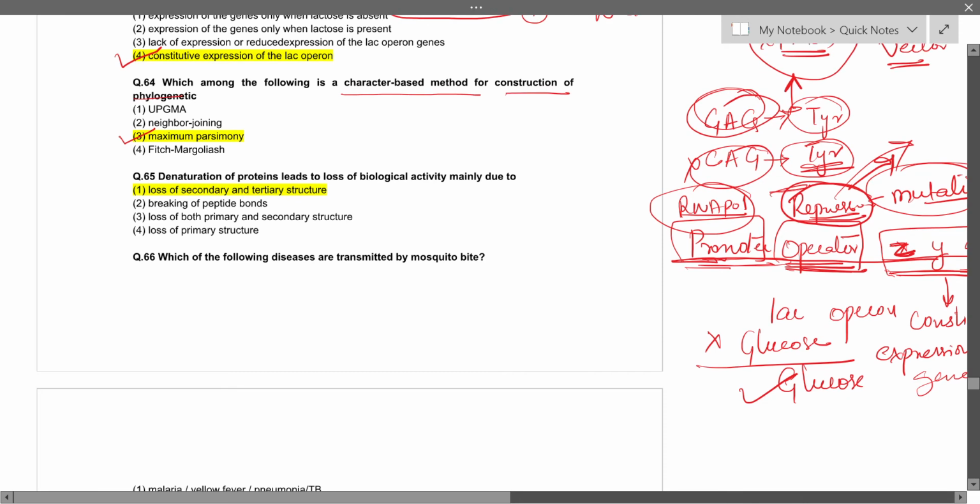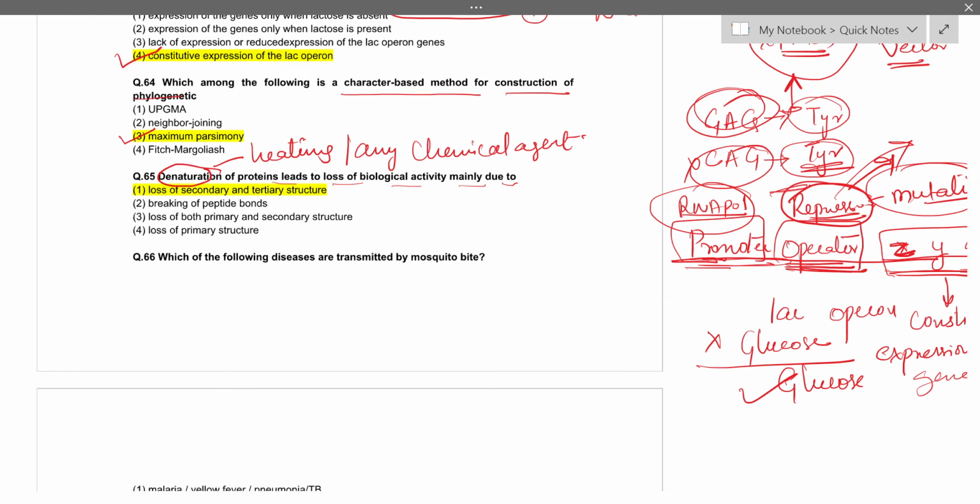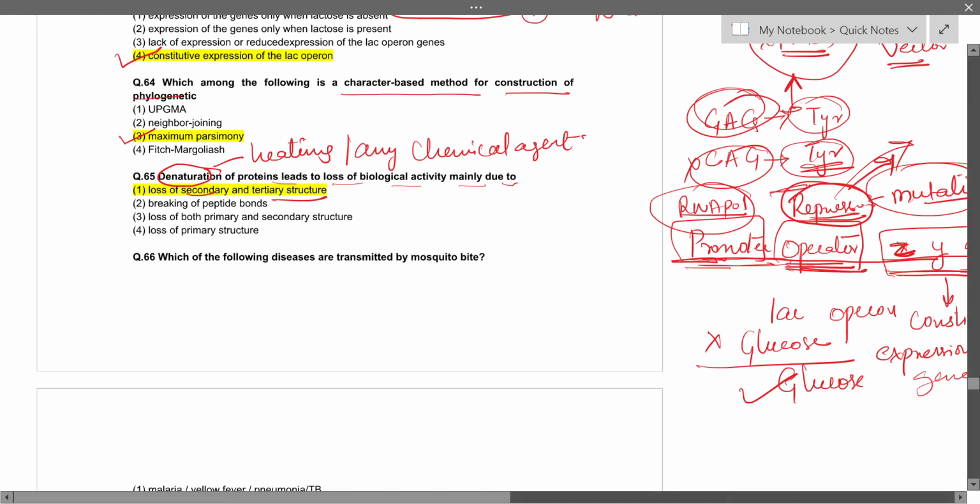Next is: denaturation of protein leads to the loss of biological activity mainly due to. So whenever, because of heating or any chemical agent, what can happen? The protein structure may denature, and denaturation causes the loss of function of the protein because it has lost its secondary and tertiary structure. So the first option is the correct option here.